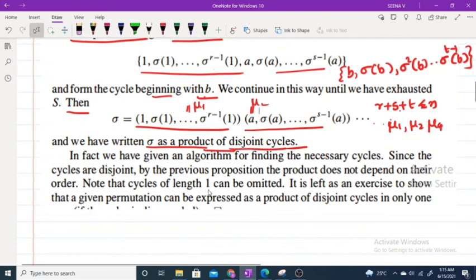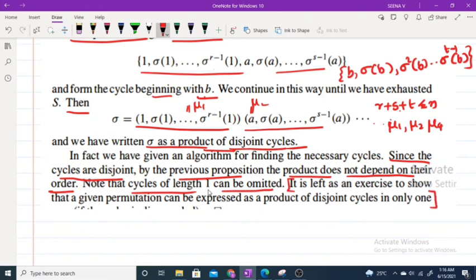Since the cycles are disjoint, by the previous proposition the product does not depend on their order. Note that cycles of length 1 can be omitted. So it is left as an exercise. Here they also left as an exercise to show this representation is unique. You can easily show it.